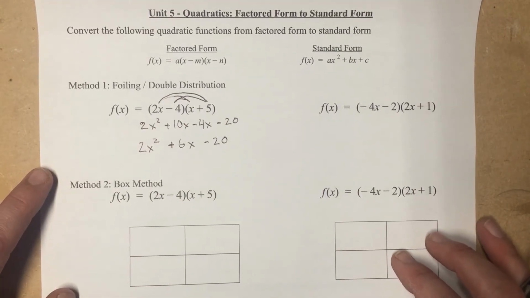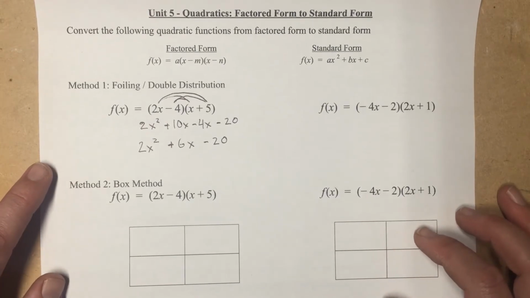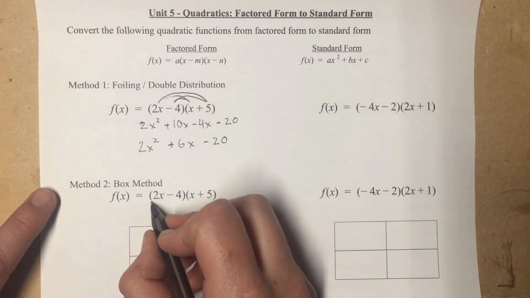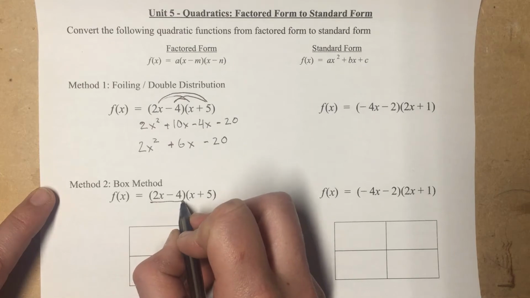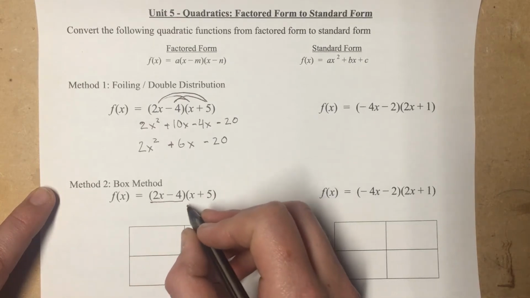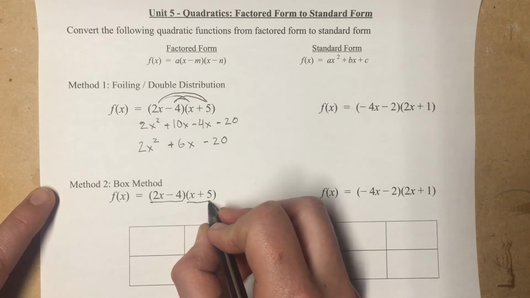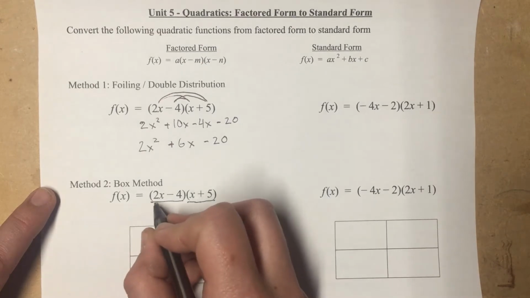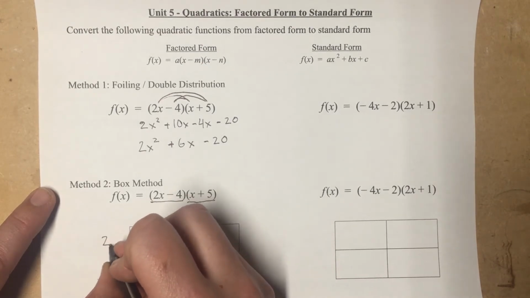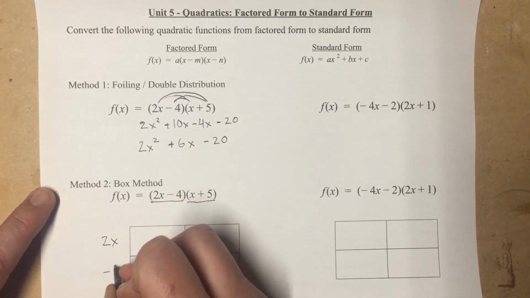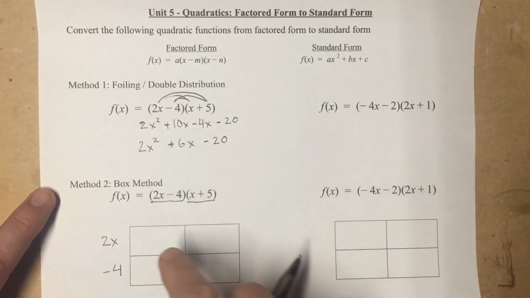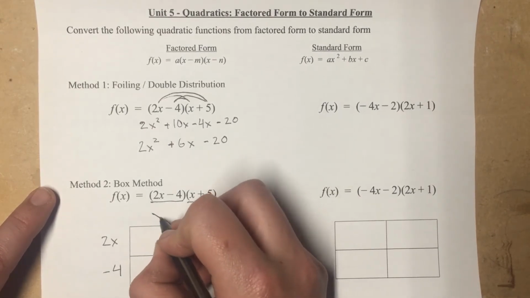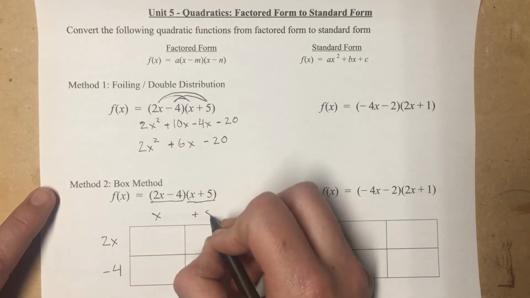All right. Let's take a look at the same exact equation, except using the box method this time. How the box method works is a little bit like a Punnett square, where one side of your Punnett square is going to hold this parentheses here, and the other side will hold this set of parentheses here. So on this side, we're going to have our 2x minus 4. So 2x and then a minus 4. And then on the other side of the Punnett square, we're going to have an x plus 5. So we have x and we have a plus 5.